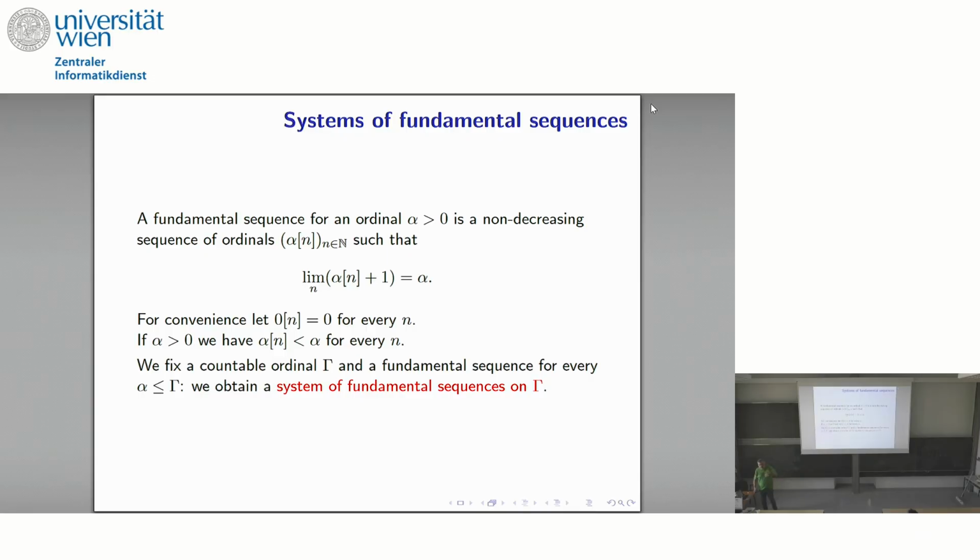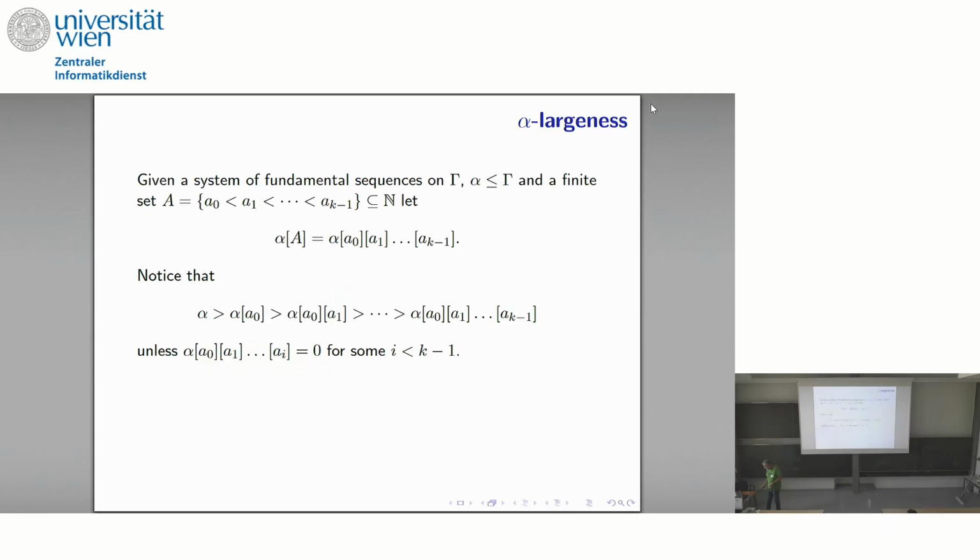If we fix a countable ordinal gamma, countable because we need everything to have countable cofinality, and a fundamental sequence for every alpha less than or equal to gamma, we obtain what we call a system of fundamental sequences on gamma. For example, Ketonen started from a system of fundamental sequences on epsilon 0 in this sense, but here I'm giving a more general definition.